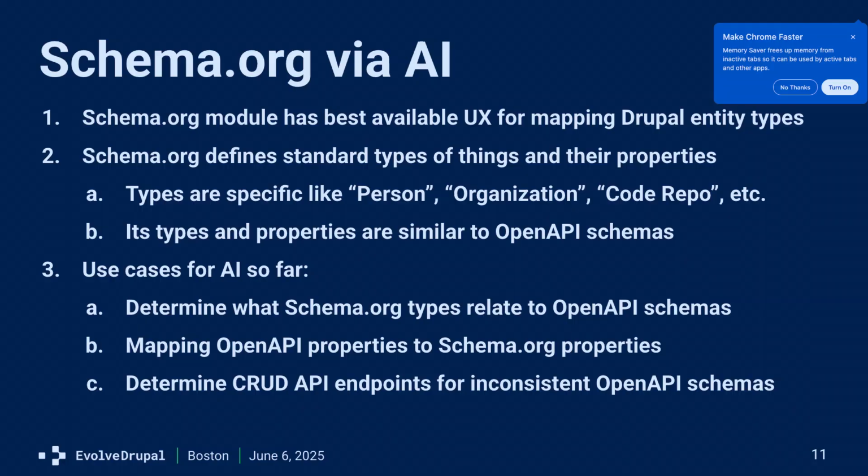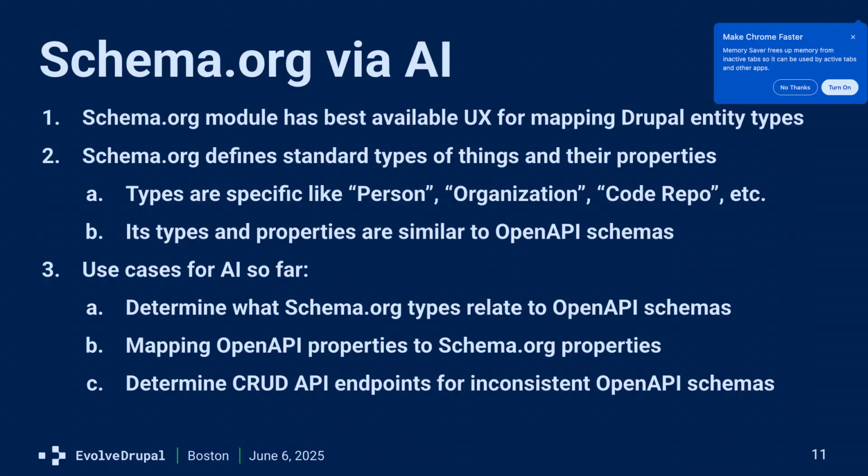To start, we're using the schema.org module because it's the best UX for configuring data types and fields that exist in Drupal. It's written currently just to integrate schema.org types and properties. Schema.org is a library of specific types of things and their properties, like person, organization. Currently, we're just mapping everything to a thing in schema.org with custom properties, but using AI, that'll be the next step of actually telling us contextually what these things are.